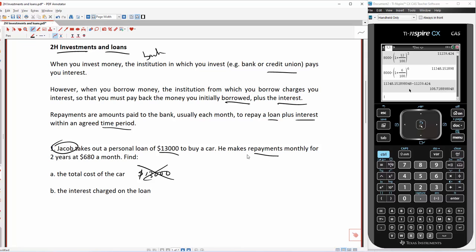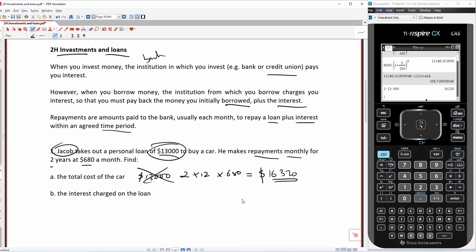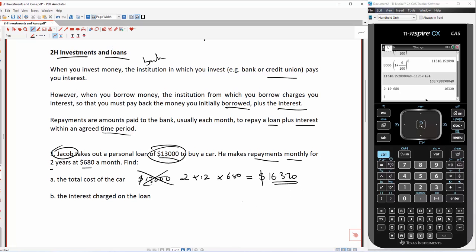So he's making repayments monthly for 2 years, $680 a month. So that's 2 years, which is 12 months a year, of $680. And what I'd be willing to bet is it's going to be more than the $13,000. And the reason for that is that Jacob is paying interest as well. So we're going to go 2 times 12 times 680, and that's going to be $16,320.